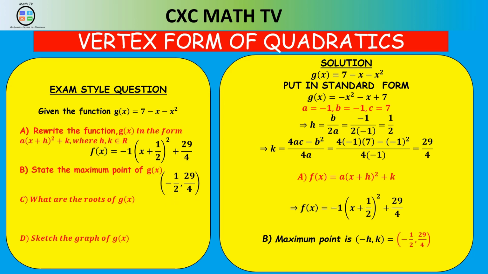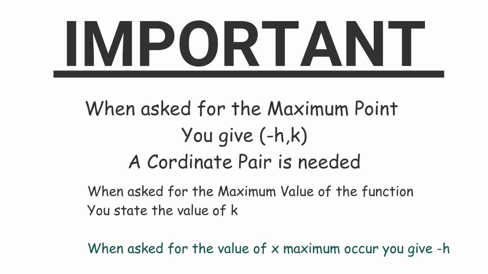When it asks you for the point, you have to put the x and the y coordinate. When they ask you for the maximum value, you will just give them the k. When they ask you for the maximum or the minimum value, you give them k. When they ask you for the value of x where the maximum or minimum occurs, you give them negative h. But when they ask you for the maximum point, you give them the x and the y coordinate.